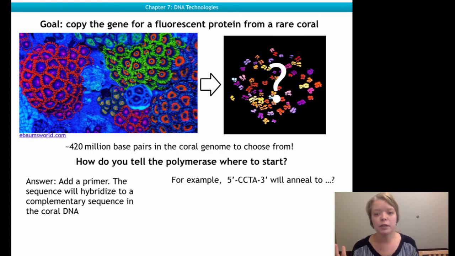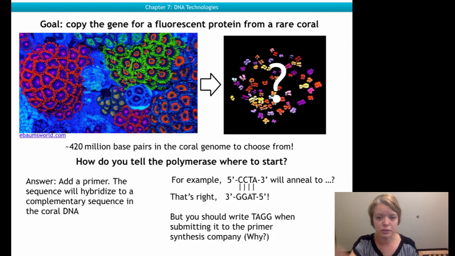So for example, if you have a primer that's CCTA, it will anneal to the sequence inside the genome. If you just look at the base pairing here, you will right now see it as GGAT, but what you actually would be looking for, if this was your template and this was your primer, you would be sending the primer sequence TAGG to your primer sequencing company.